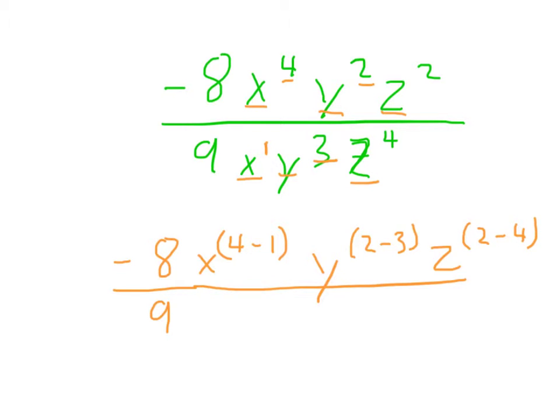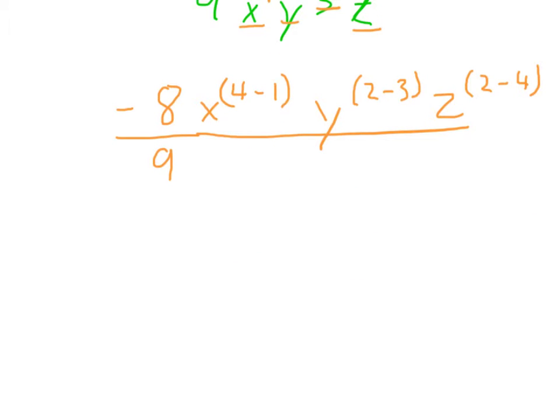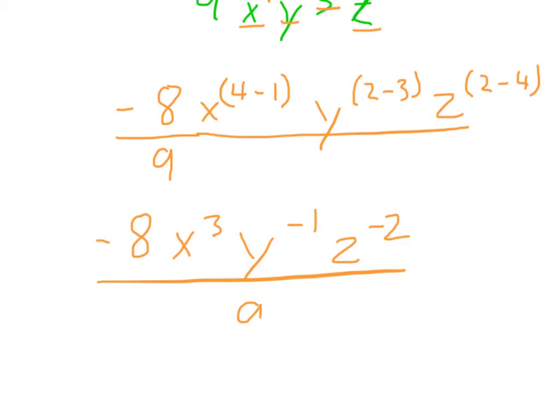So now let's figure out what that is. This is going to give us negative 8, still x to the third, 4 minus 1 is 3, y to the negative 1, and z to the negative 2. And all of this is over 9.